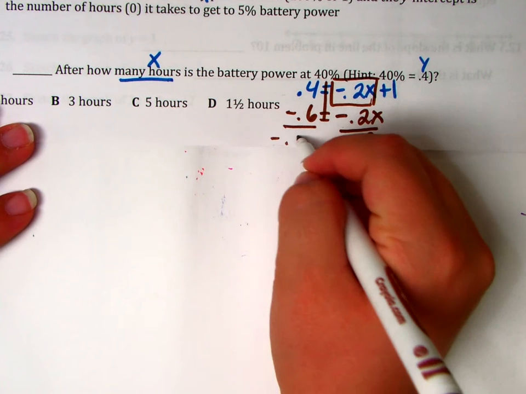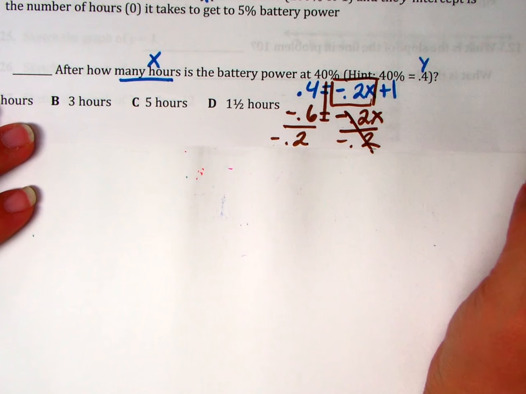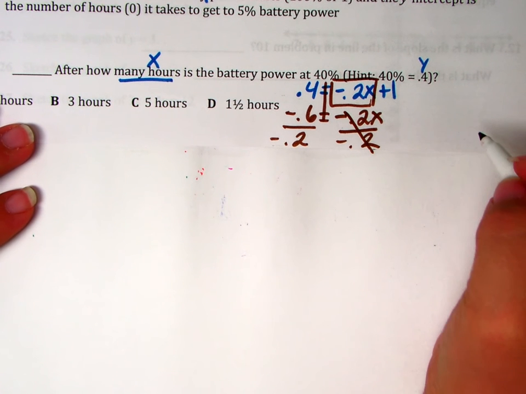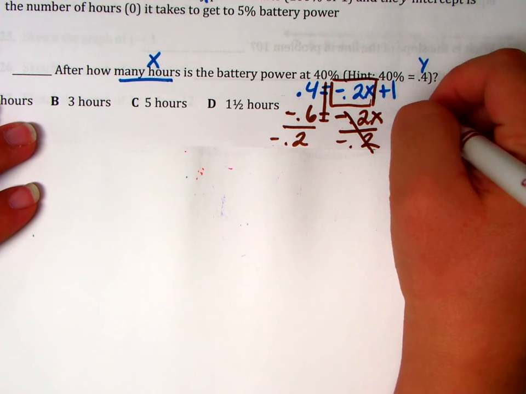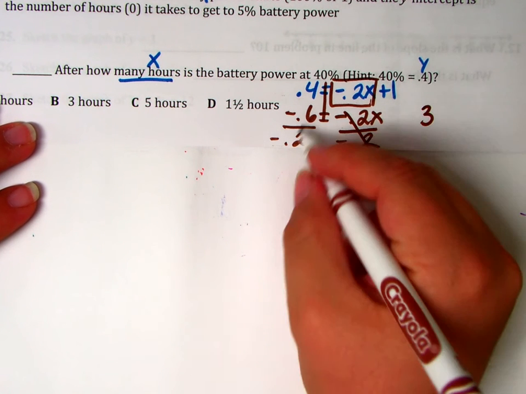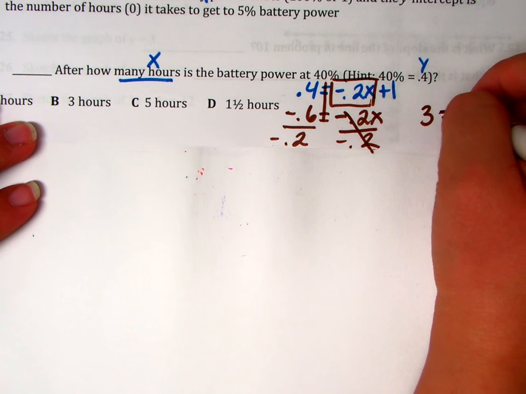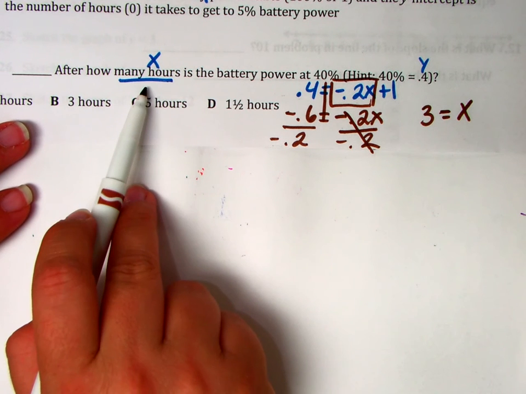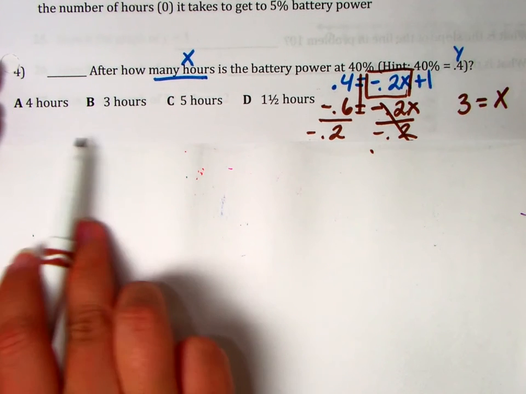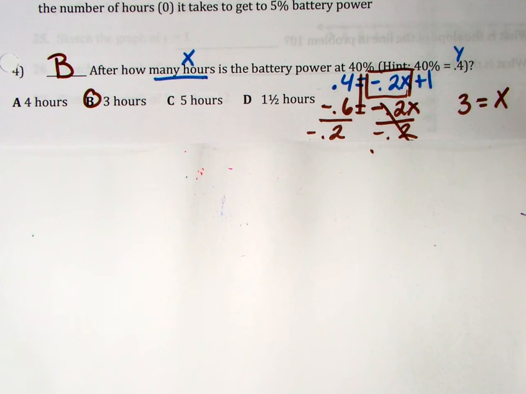And this is when having a calculator comes in handy. And I can tell you right now, 2 negatives is going to give you a positive. 2 goes into 6 3 times, even though they're both decimals. So 3 is equal to x. And what did we say x stood for? Hours. So which answer choice has a 3? B. So the answer for number 4 is B.